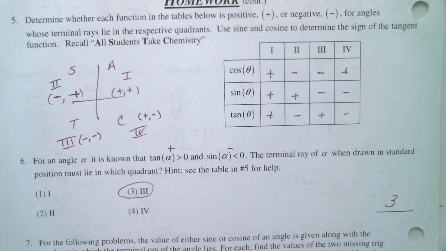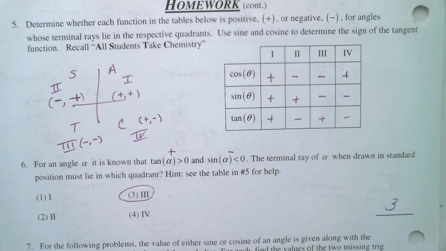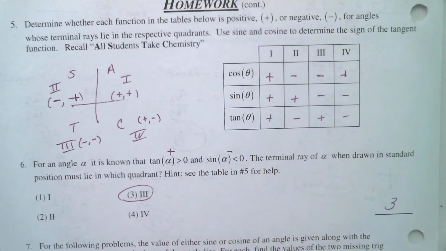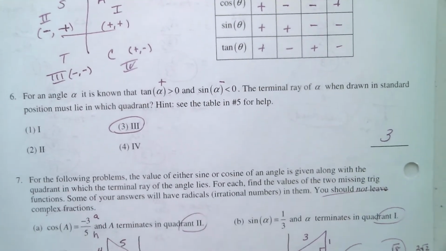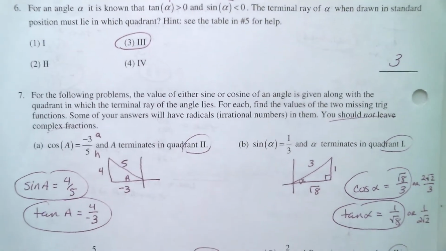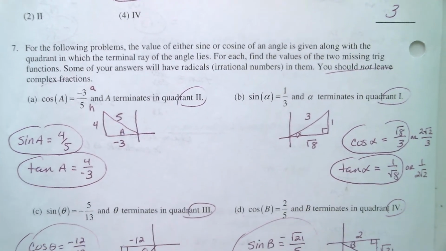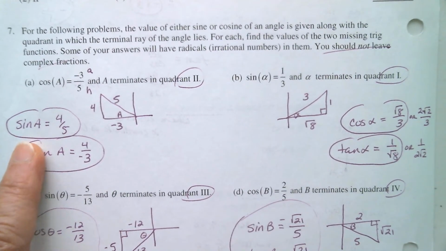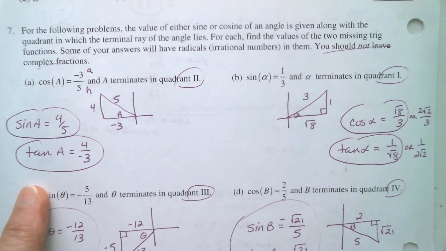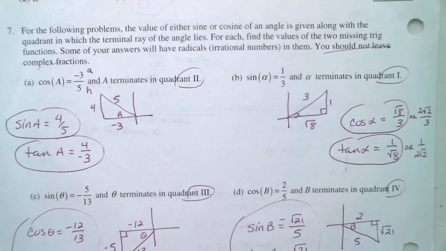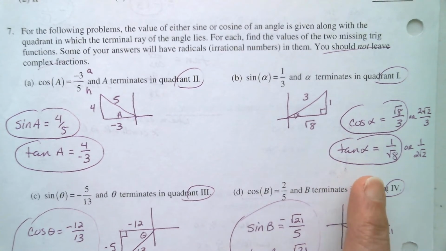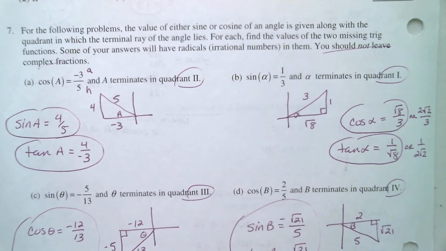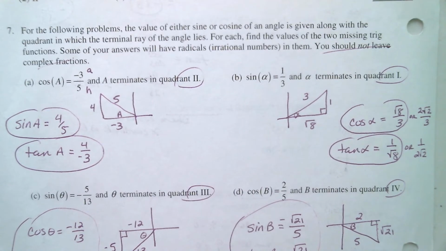Number 5, you'll have to look at the table. Number 6 is option 3. Number 7, A, sine of capital A is 4/5. The tangent of angle A is -4/3. B, cosine of alpha is the square root of 8/3. The tangent of alpha is 1/8.